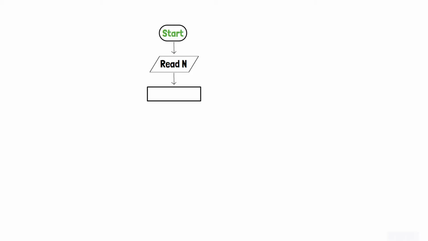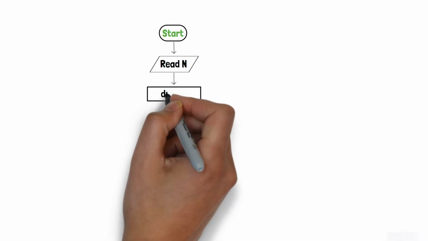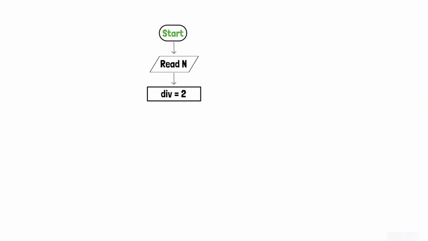As every number is divisible by 1 and itself, we should check the numbers between 1 and the number itself. Let's say div is equal to 2. Now, let's add a decision box to check whether div is less than n or not.